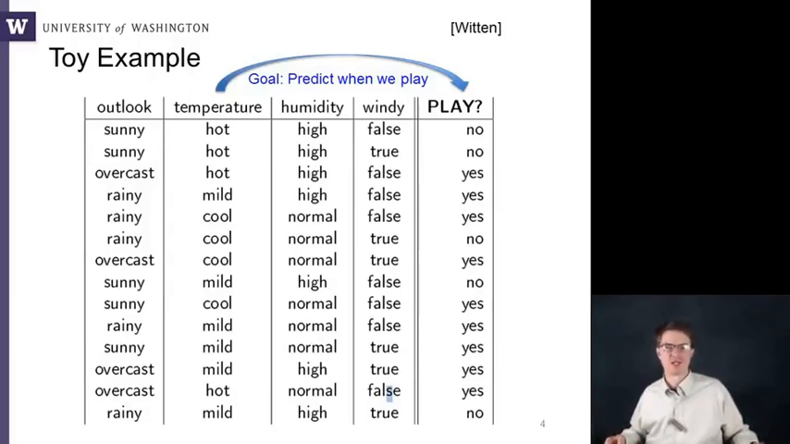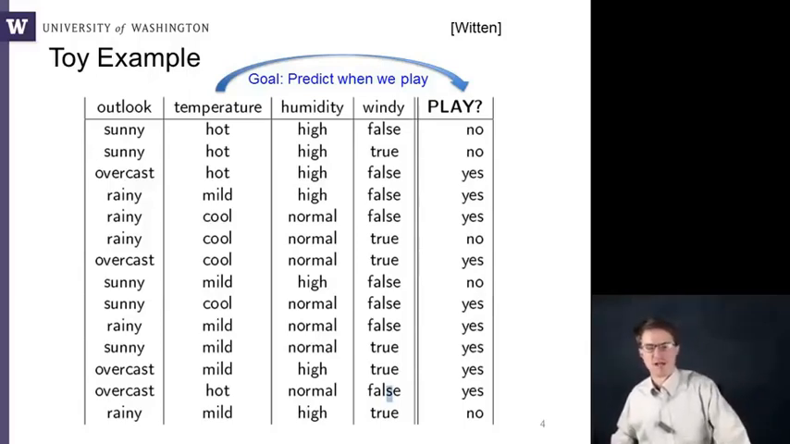And so we take in inputs like the outlook, whether it's sunny or overcast or rainy, the temperature, whether it's hot, cool, mild, the humidity, how windy it is, and we want to learn a function that takes in those inputs and produces a yes or no answer whether or not we play, say, golf.